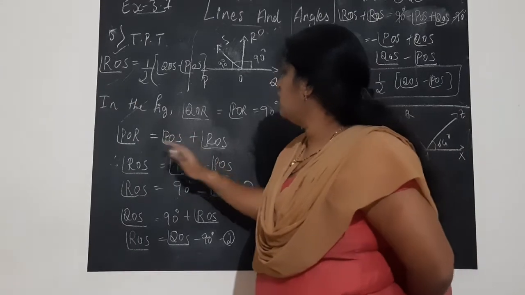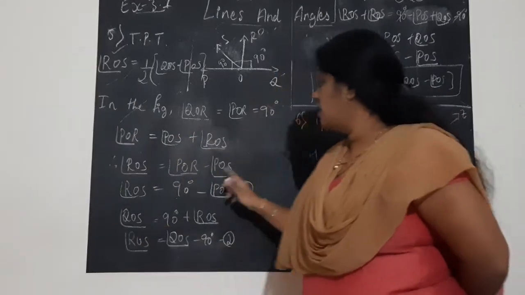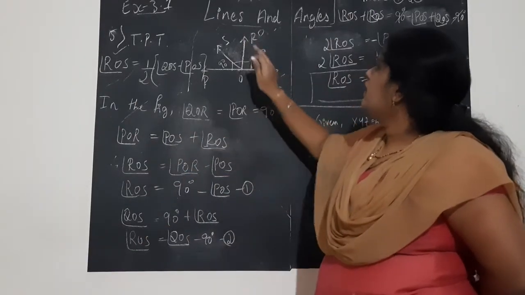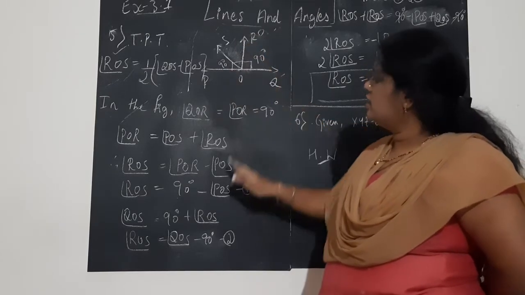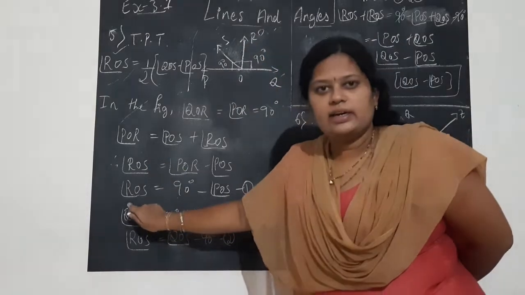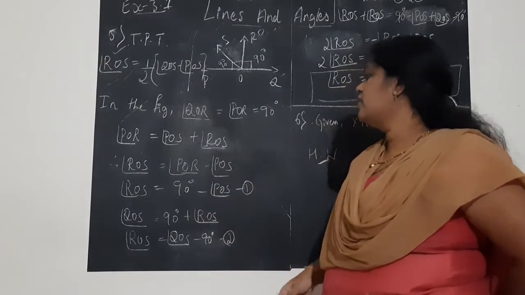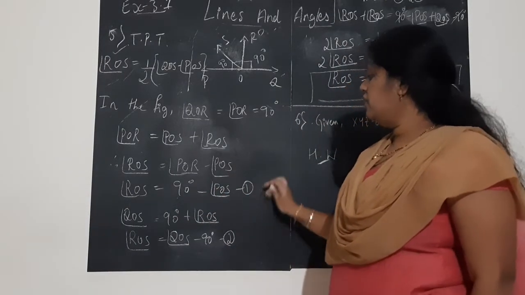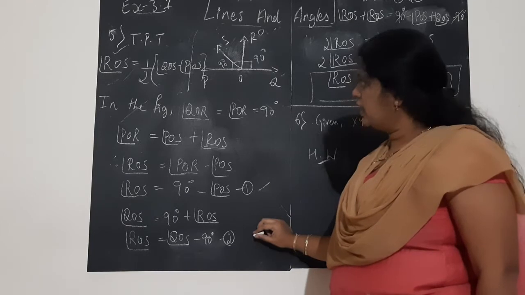ROS is POR, which is already there, minus POS. But we know that angle POR is 90 degree. ROS I will write as it is. In place of POR I will substitute 90 degree minus POS. I will call it as equation 1.